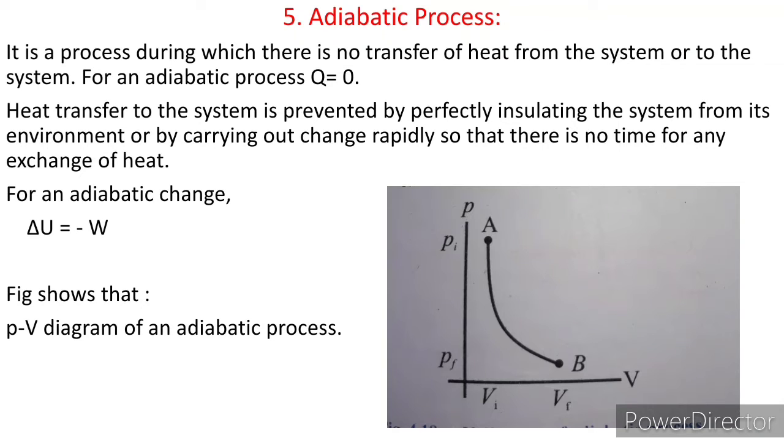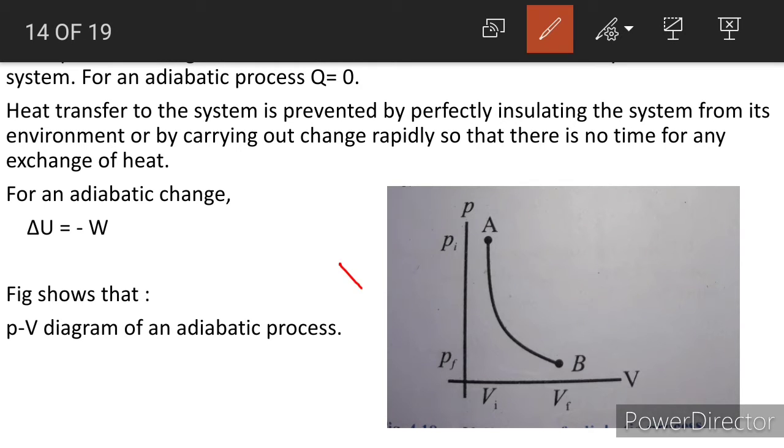The fifth thermodynamic process is the adiabatic process. An adiabatic process is a process during which there is no transfer of heat from the system or to the system. Therefore, for an adiabatic process, Q is equal to 0. Here the figure shows the PV diagram of an adiabatic process.